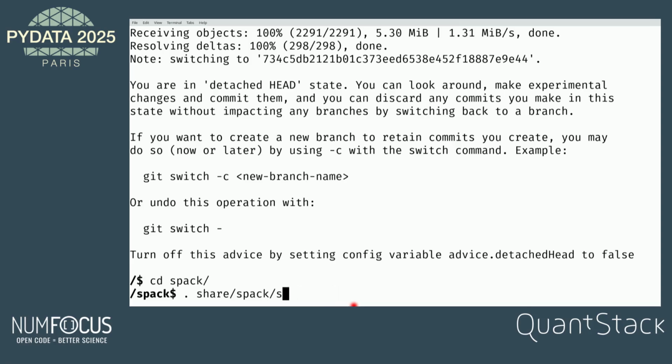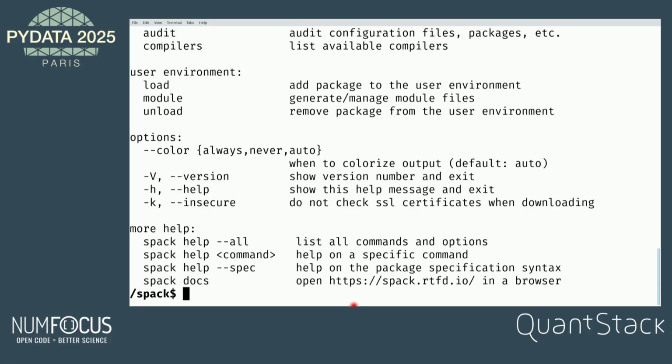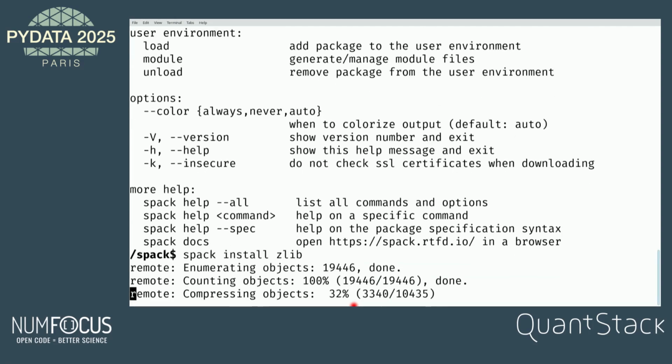Sorry, that was the wrong one. And now we have access to the spack command line tool. If we run this like this, we see it has a lot of different features. What can we do with it? We can install software. So for example, we can do a spack install, and then we can specify any name of a package that we want to install, for example, zlib, a widely used compression library. I will start this.